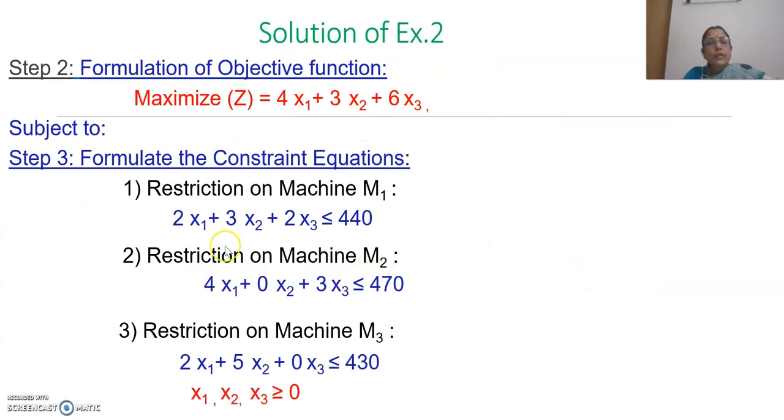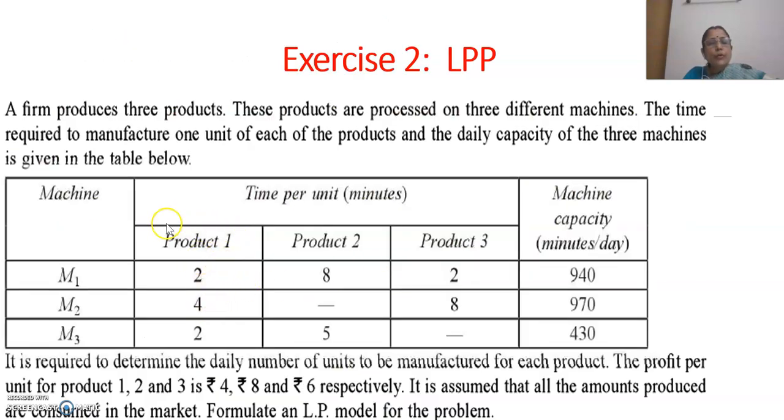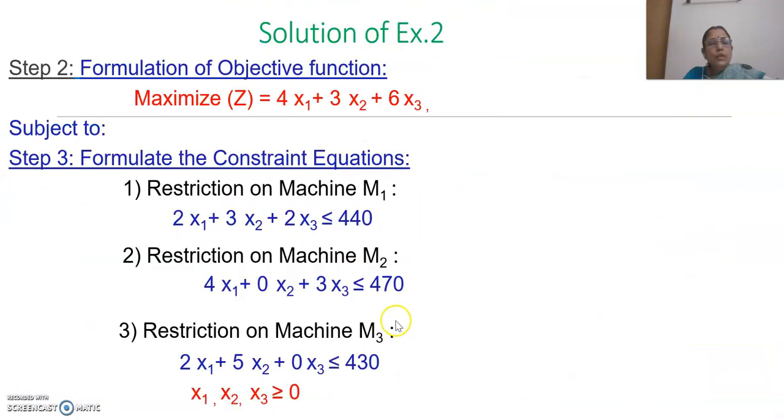So, we can see the constraint has been written here: 2x1 plus 3x2 plus 2x3 less than or equal to 440 minutes. Similarly, with respect to machine 2, we have the requirement for product 1 and product 3 only. Product 2 does not require machine 2. So, therefore, 1 unit of product 1 requires 4 minutes of machine time M2. So, the total number of units of product 1 to be manufactured per day is x1. Therefore, the requirement will be 4 into x1 plus 0 into x2 plus 8 into x3 should be less than or equal to 970. So, that is what is shown in this case.